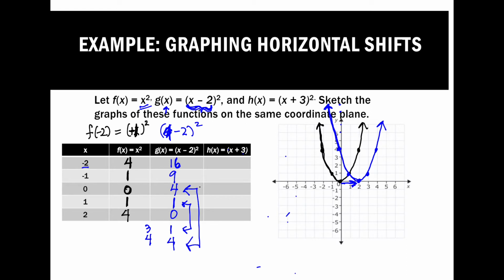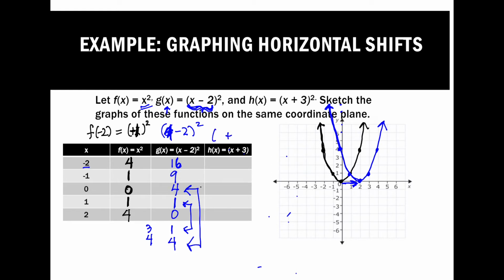Now let's go on to the next one. We're going to look at h of x, which is the addition of 3. So plus 3 and squared. And we'll start with our -2. Well, -2 plus 3 is 1, and 1 squared is 1.